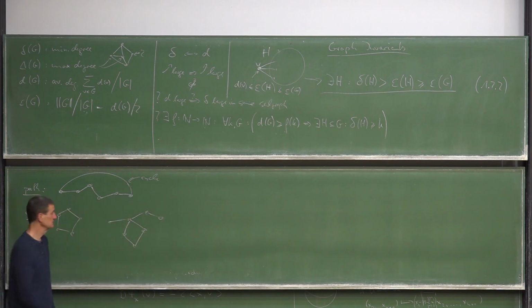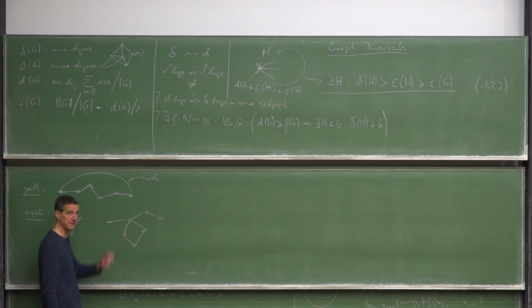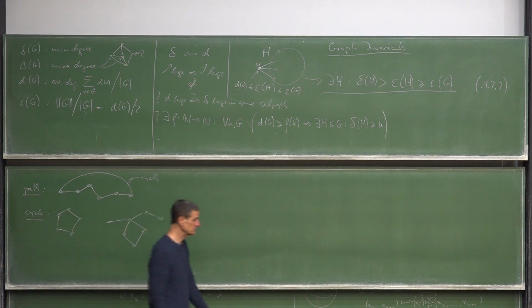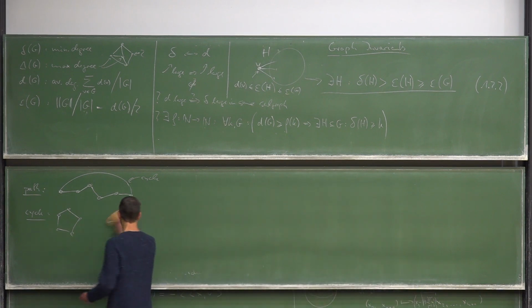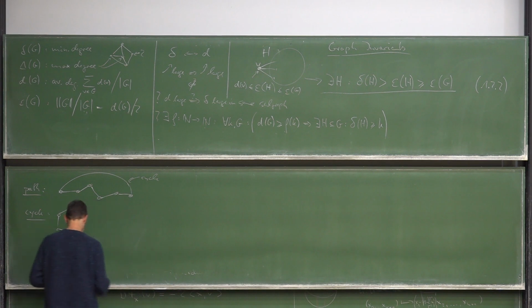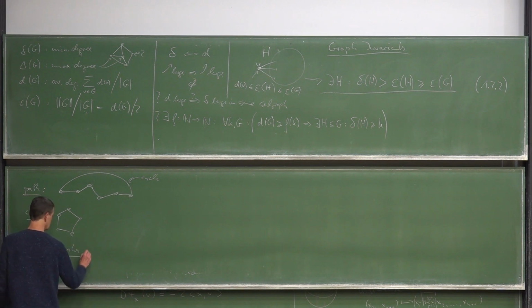that's not a path, right? We have a walk from here to there in this graph, but this graph as such is not a path. A path cannot contain any cycles, and more generally, the graphs without cycles, the acyclic graphs, so those graphs that do not have subgraphs that are cycles.